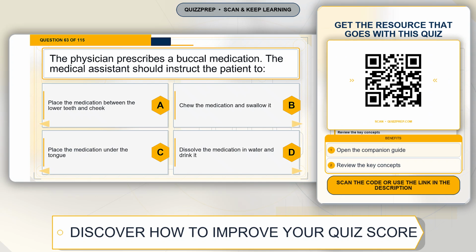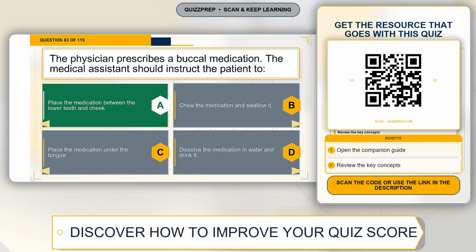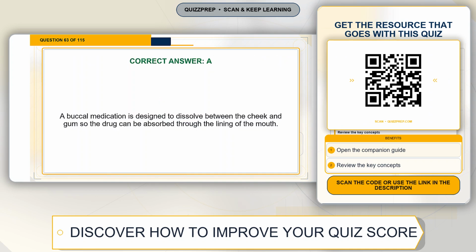Question 63. The physician prescribes a buccal medication. The medical assistant should instruct the patient to: Option A, place the medication between the lower teeth and cheek. Option B, chew the medication and swallow it. Option C, place the medication under the tongue. Option D, dissolve the medication in water and drink it. The correct answer is option A, place the medication between the lower teeth and cheek. Explanation: a buccal medication is designed to dissolve between the cheek and gum so the drug can be absorbed through the lining of the mouth.